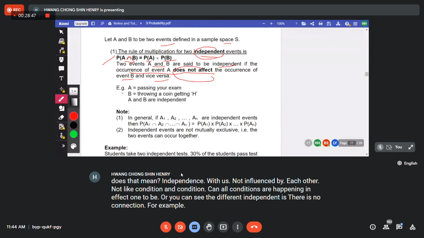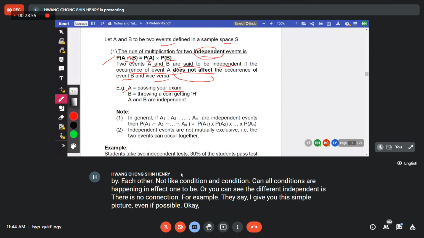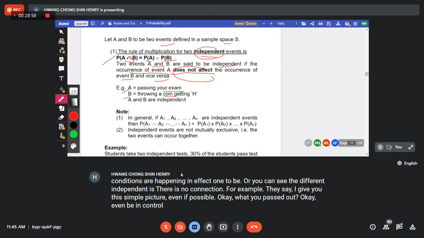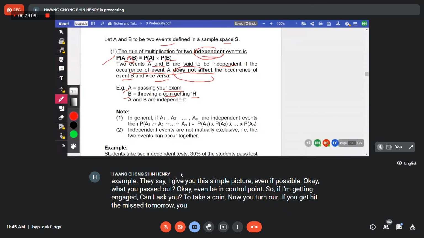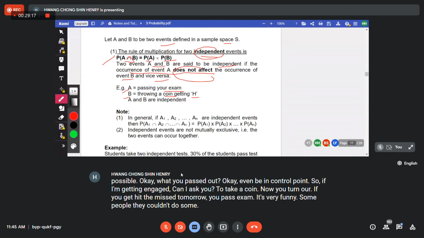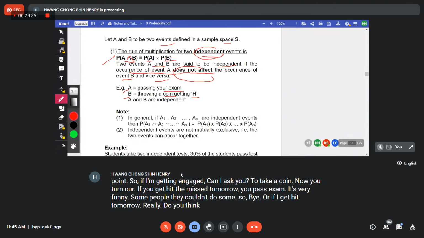For example, let's say I give you this simple picture. Event A: pass exam. I don't care what you pass, okay. Event B: you throw a coin, getting heads. Can I ask everyone here? You take a coin now, you throw now, if you get heads, that means tomorrow you pass the exam. Is this very funny? Some people go and throw a coin or die.